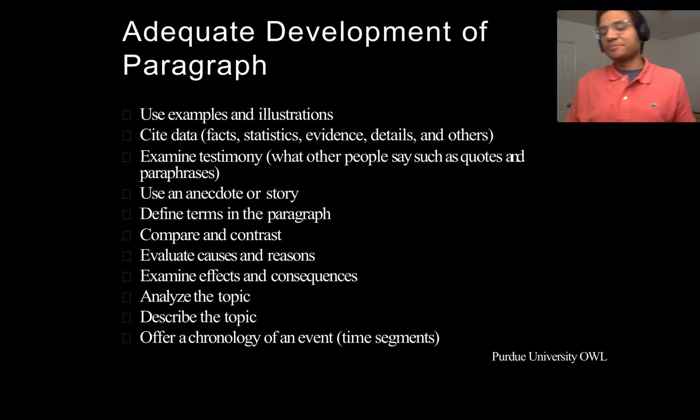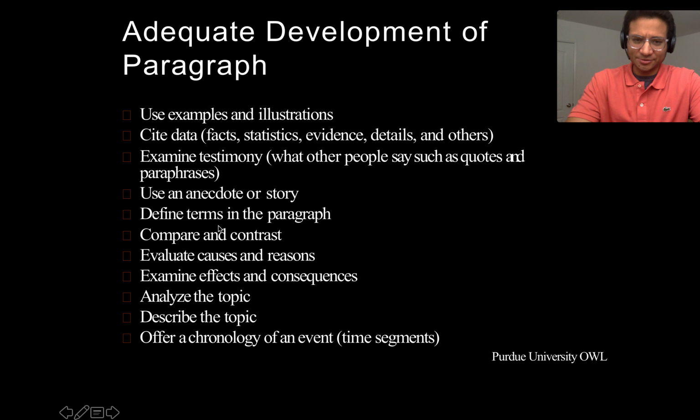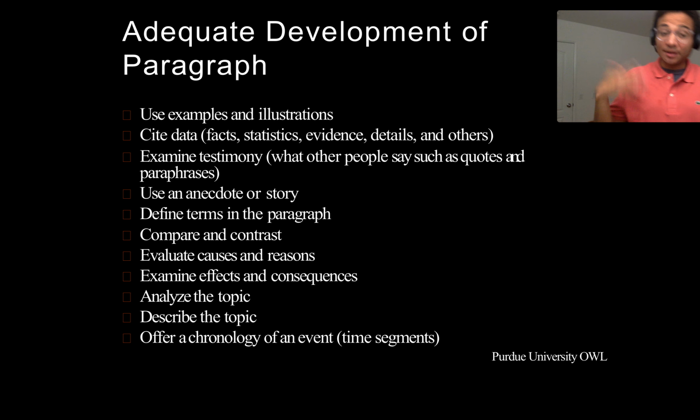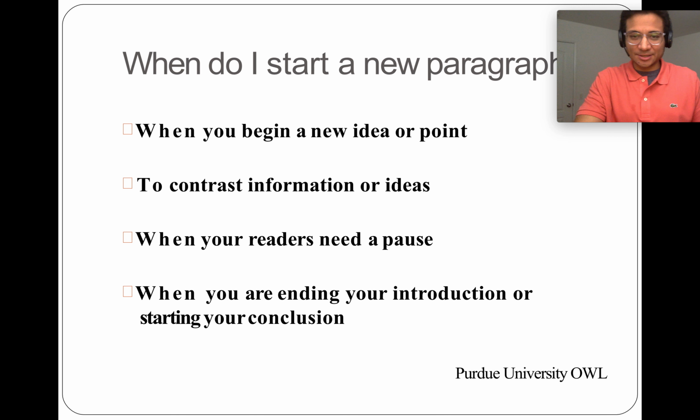Okay, so here's just some things that you can do in a paragraph. After you have it clear what your topic sentence is, use examples, illustrations, cite data. Here's just ideas. Cite data, examine testimony, use an anecdote or story, define terms, compare and contrast, evaluate causes and reasons. Imagine effects and consequences. Analyze the topic. Describe the topic. Offer a chronology of events. These are just some ideas.